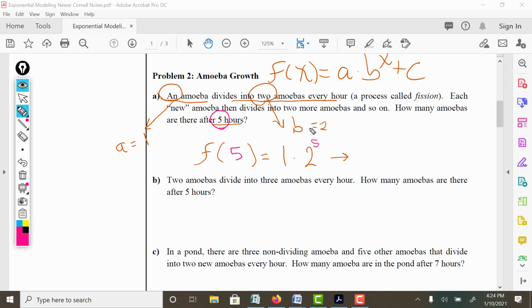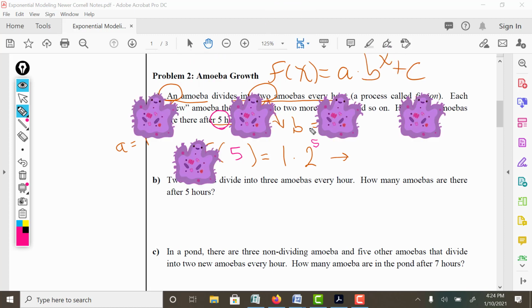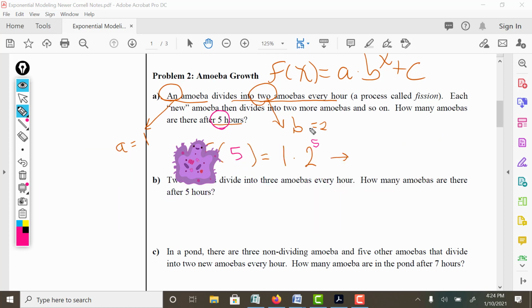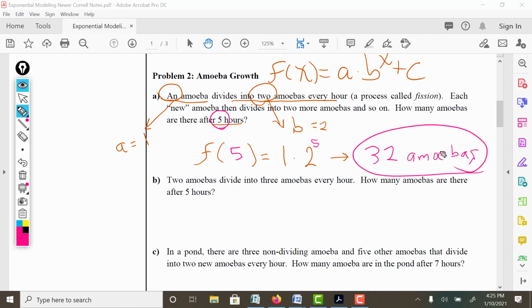Some of you thinking, okay, Mr., you're doing way too much because I could just draw all these amoeba, and after I count all the amoeba, I have 32 amoeba. And I'm like, good job. But what happens when we get to part B when there's more than 32 amoeba, right? When we have hundreds of amoeba. So we're starting you off with a simple example to help you understand the idea. If we put this in the calculator, we end up with 32 amoeba. The idea is understanding how to set up the model. The model is an equation that models the growth in this case.